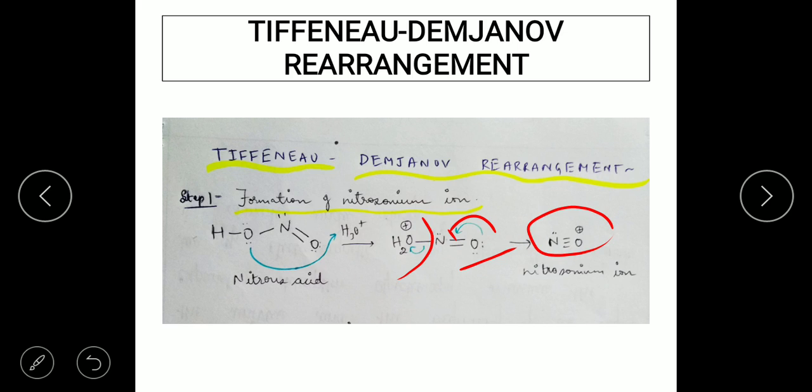N triple bond O is a nitrosonium ion. We call it an ion because the oxygen here is bonded with 3 bonds to nitrogen, which is bond order 3. Hence, oxygen possesses a positive charge. So this is what we call the nitrosonium ion. Now this ion is an electrophile, and it is going to attack the nucleophile. Here the nucleophile is nothing but the amino alcohol. That is the nucleophile.